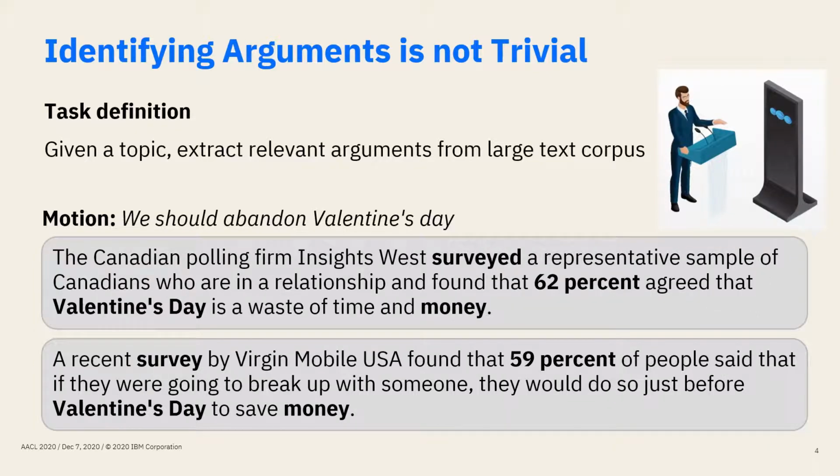Here we see another example. This time the motion is, we should abandon Valentine's Day. Again, the two sentences are very similar from the vocabulary perspective, but only the first sentence is argumentative. According to the first sentence, many Canadians think that Valentine's Day is a waste of time and money. The second sentence just states that people think it's good to end a relationship before Valentine's Day to save money. So it's not exactly clear if the sentence is for or against the motion. As demonstrated in the examples, the differences between an argumentative and a non-argumentative text can be very delicate and require the system to have a deep understanding of natural language in order to capture such subtle nuances.